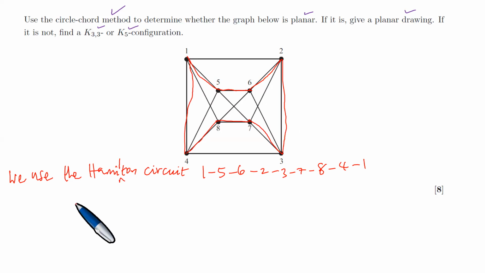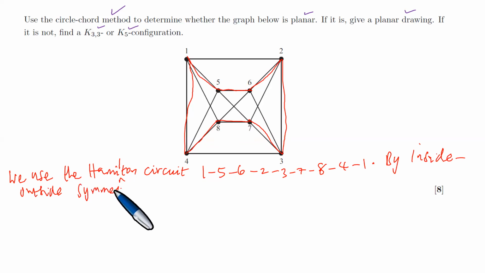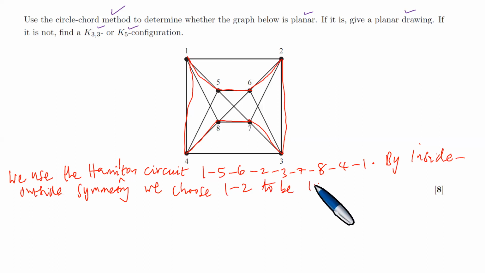Now, by inside-outside symmetry, we choose 1, 2 to be inside.